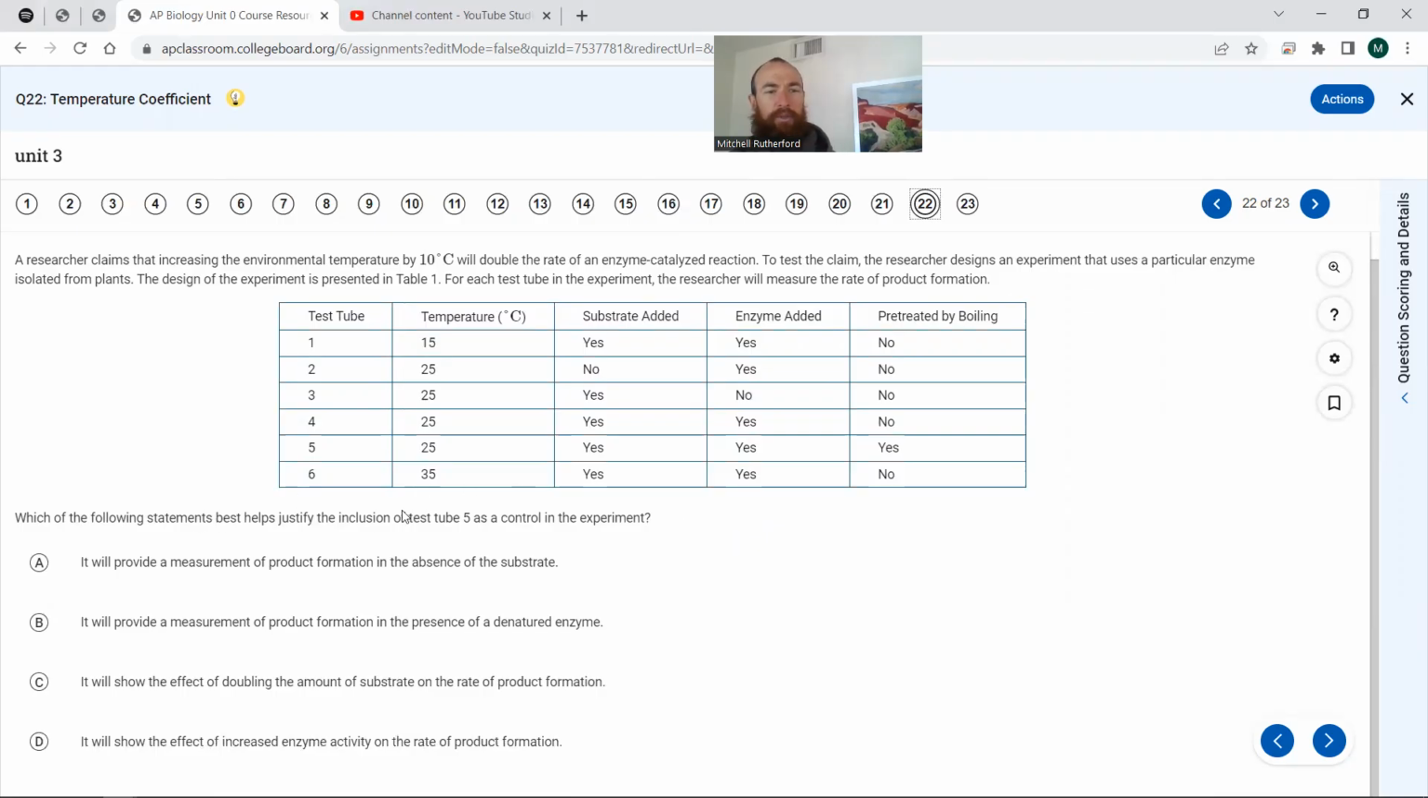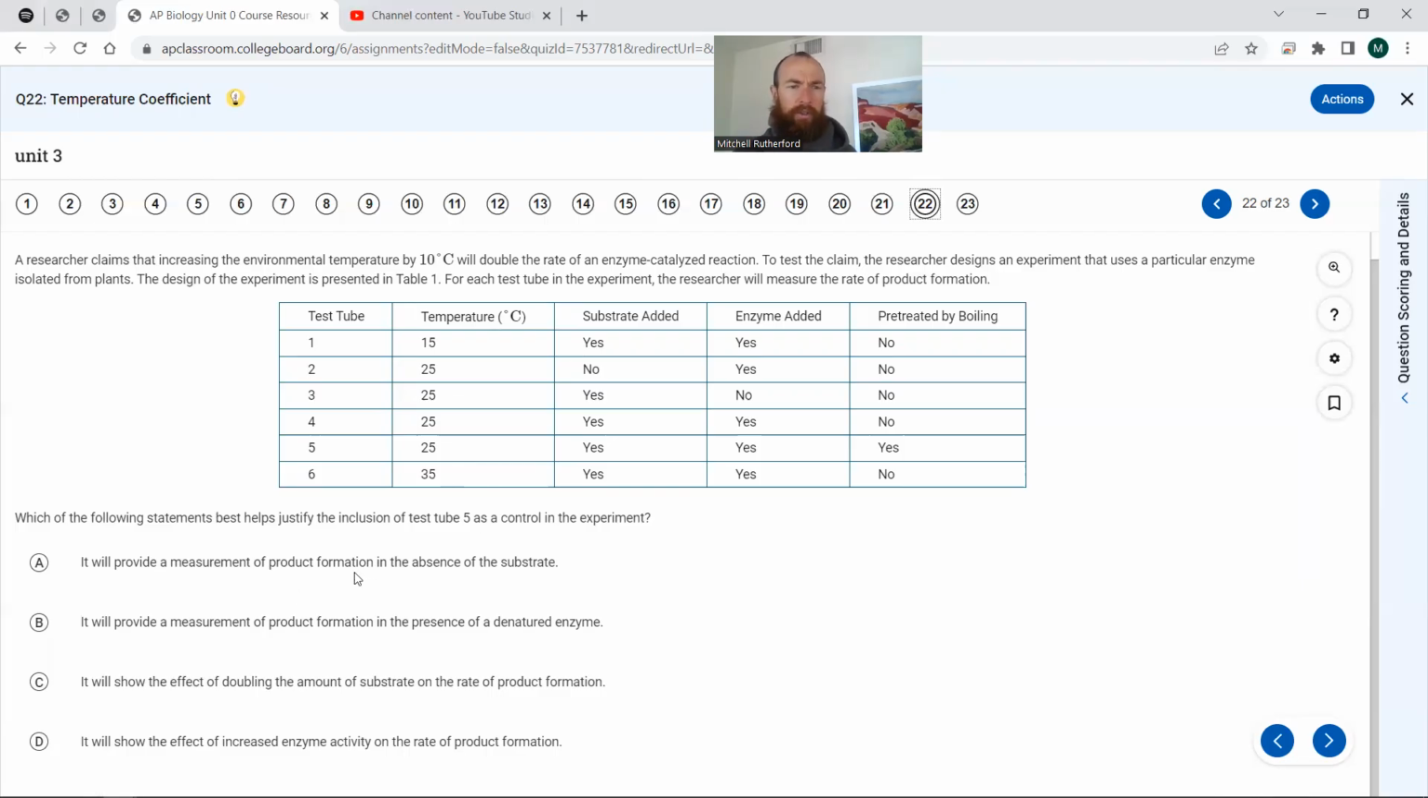Which of the following statements best helps justify the inclusion of test tube 5 as a control? So test tube 5 is the control, temperature at 25 with a substrate, enzyme, and pre-treated. So basically with the control here, number 5, they just did everything. Whereas in number 1, they had no boiling. In number 2, they just had the enzyme. In 3, they just have the substrate. 4, they have no boiling, but they're changing the temperature. And then 5, they're like, all right, let's do everything at 25 degrees. So 5 is just the thing to compare everything else to.